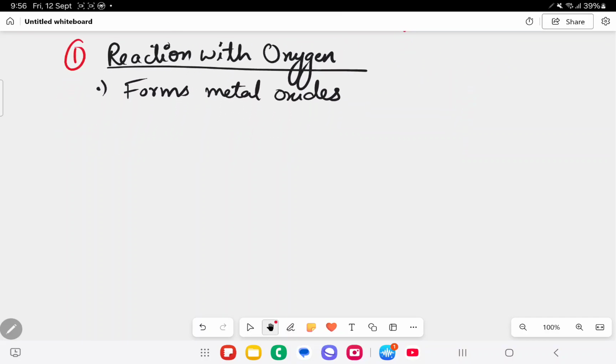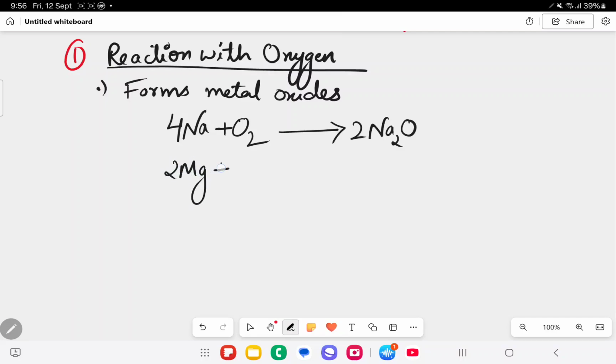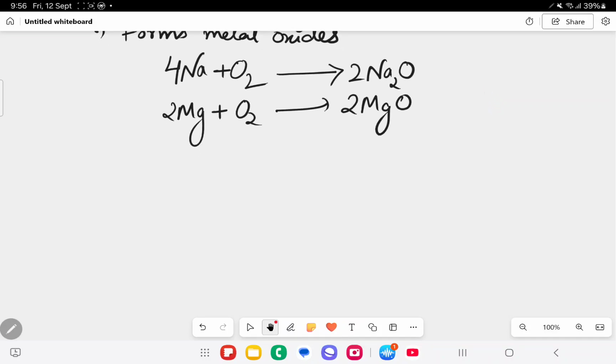Now let us consider the example: 4Na plus O2 forms metal oxide. Twice of Mg plus O2 gives 2MgO. Most metal oxides are basic in nature.